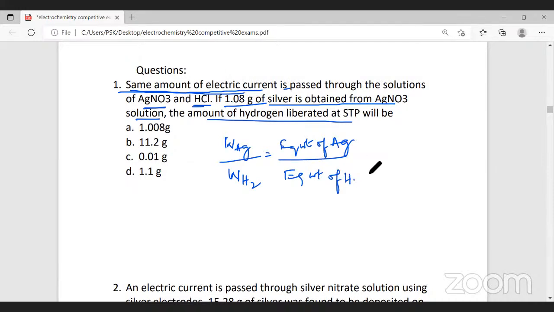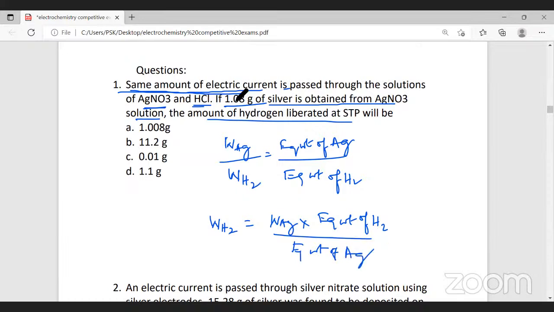Can we write like this? No problem. Yes, sir. Now, the question they're asking is the amount of hydrogen. So therefore, the weight of hydrogen will be equal to what? Weight of silver into equivalent weight of hydrogen divided by equivalent weight of silver.